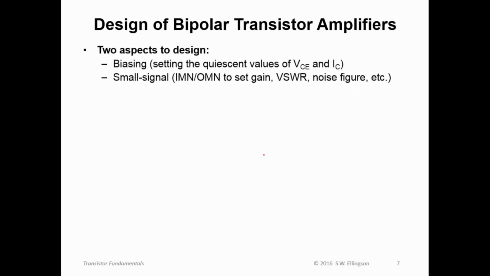There are basically two aspects to design. We've already seen this in previous lectures. One, of course, is going to be biasing. That's going to be setting the quiescent values of V sub CE and I sub C. Typically, taken together, those two values define the bias point. We set V sub CE to be greater than 0.3 volts or so to ensure forward active operation, and then we set I sub C in such a way to achieve other design goals that we're looking for.